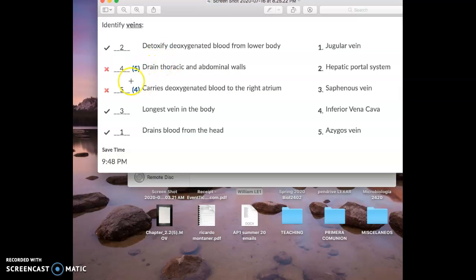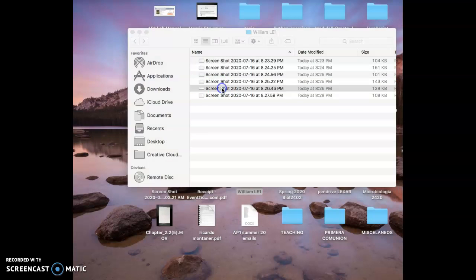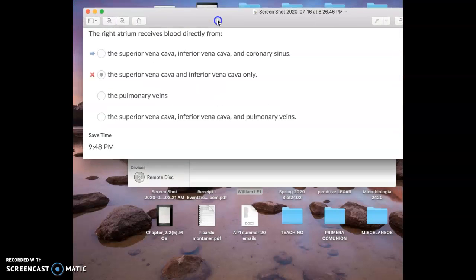And the next one, let me see, number five and four, you interchanged these two answers. Carries deoxygenated blood to the right atrium should be inferior vena cava, and drains the abdominal walls should be the azygos veins. Yes.